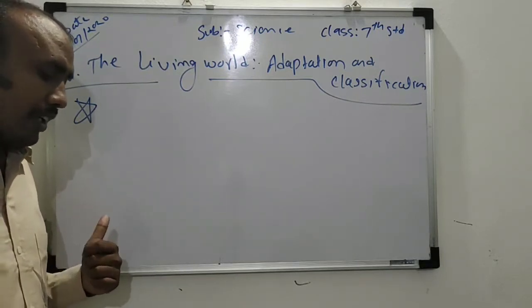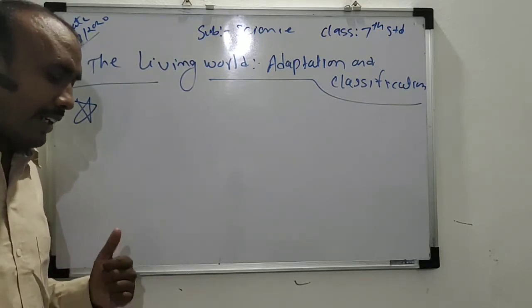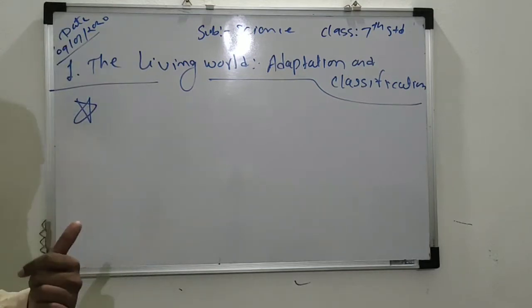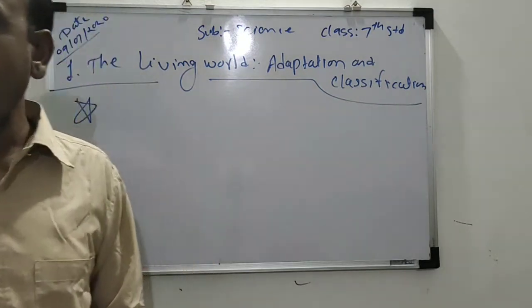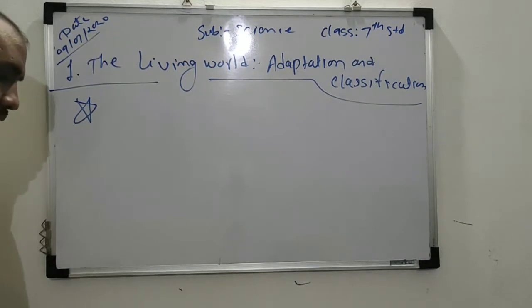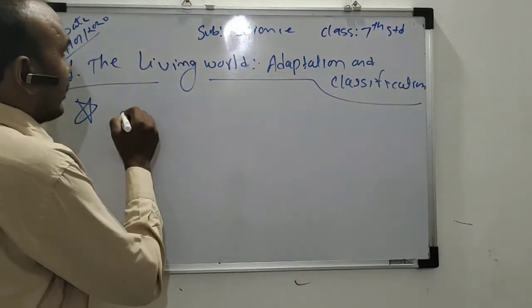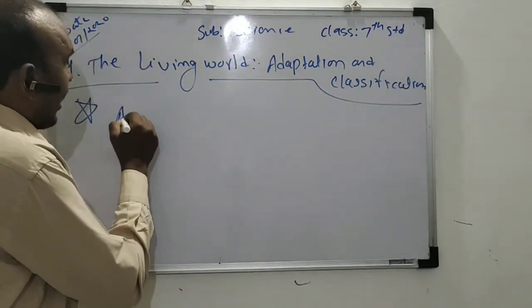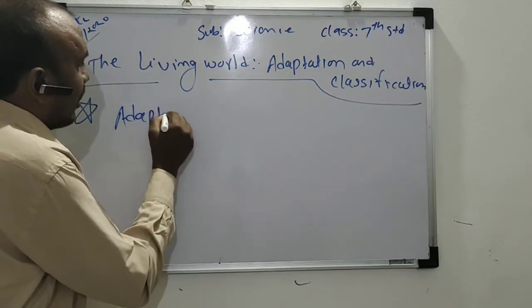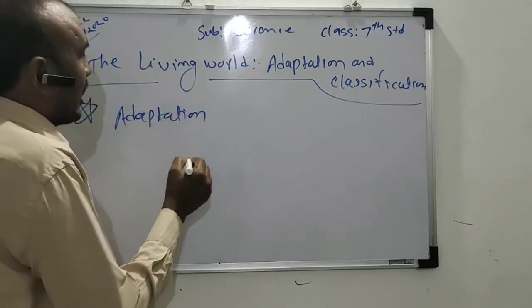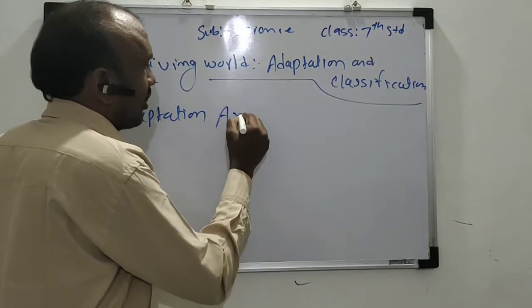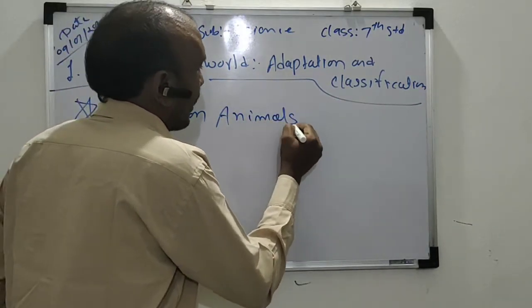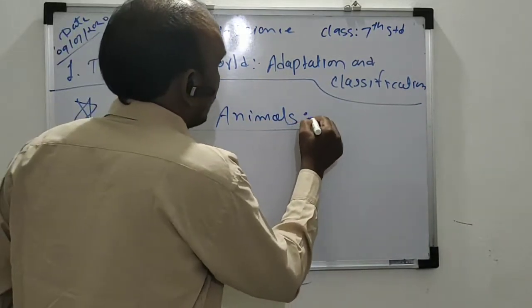What is the difference between terrestrial and aquatic animals? What do you mean by terrestrial animals? Do you know that? Terrestrial animals. Adaptation means gradual change. Adaptation in animals. Okay, adaptation in animals.